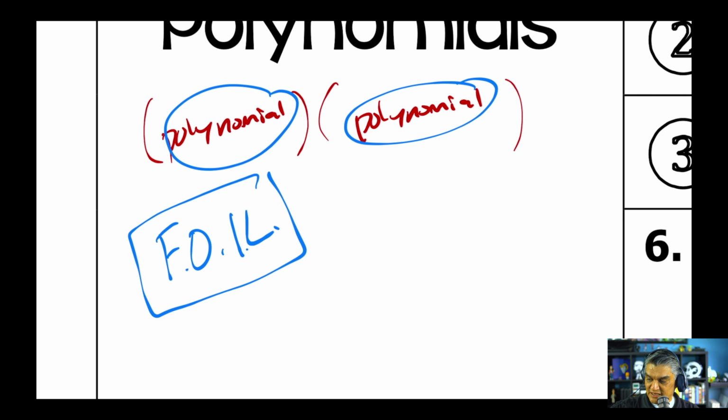FOIL only works for a binomial times a binomial. It only works for a binomial times a binomial. And so that's why I don't like it. Now, does it work? Sure. So if you have x plus 7 times x plus 3, FOIL works perfectly.